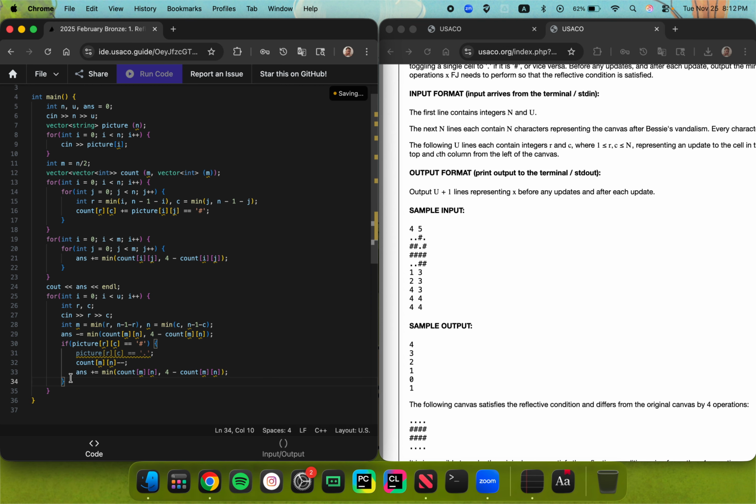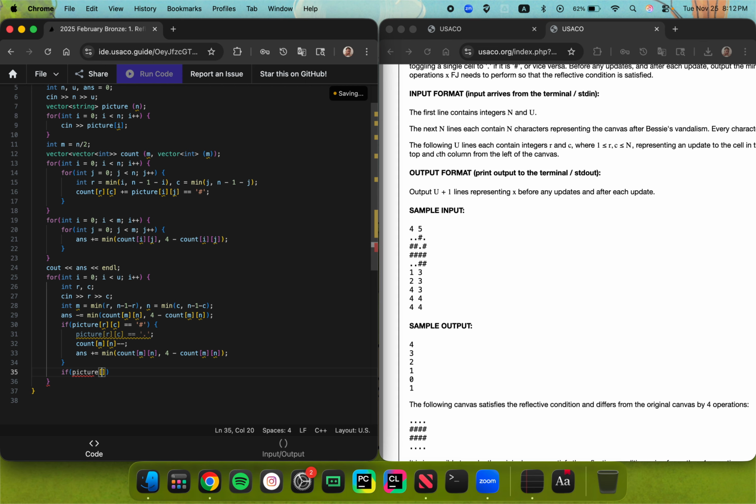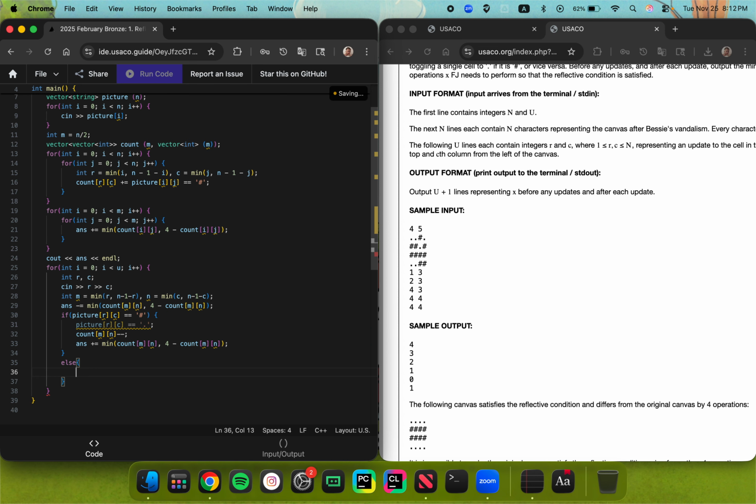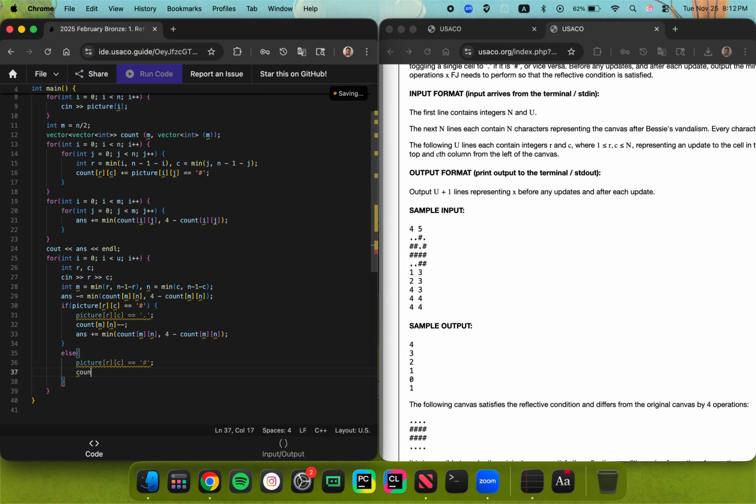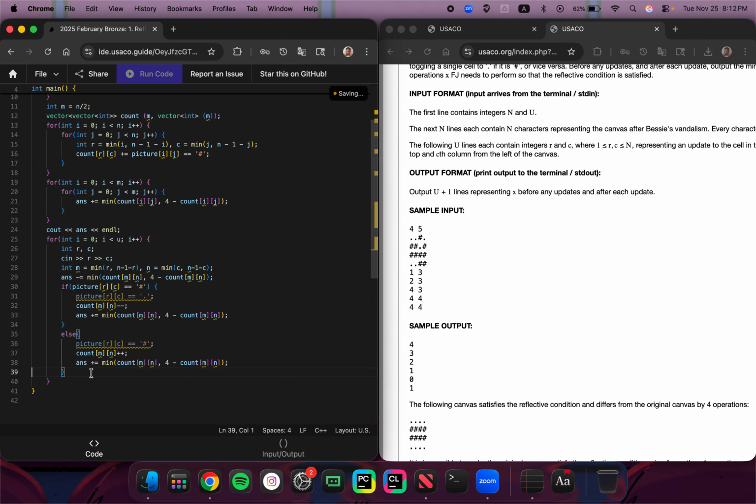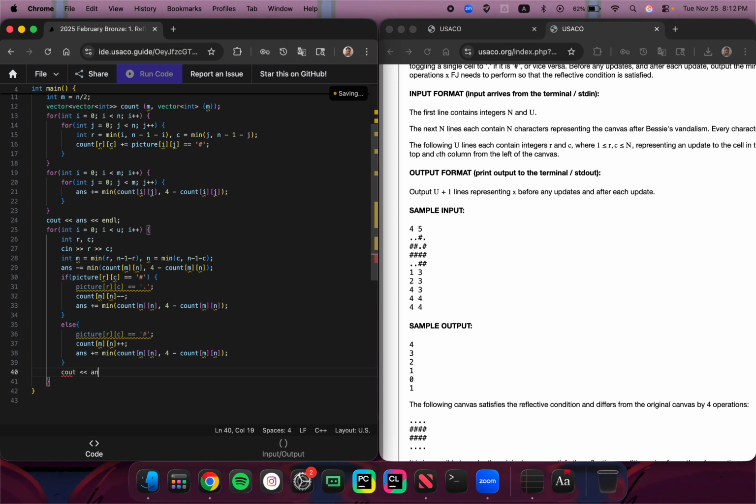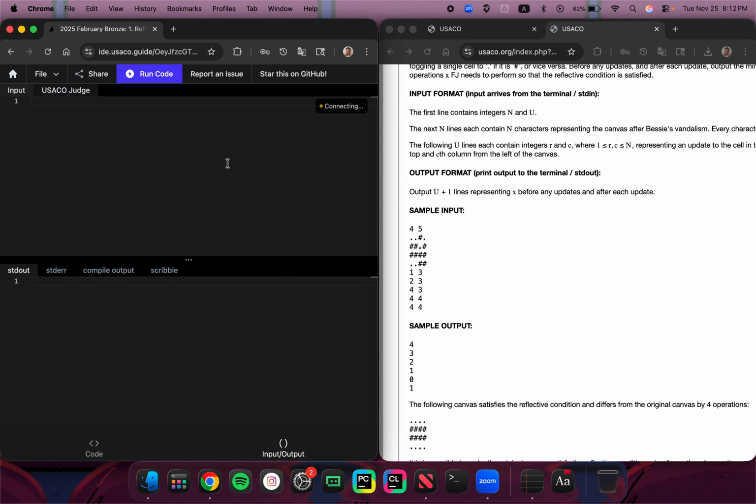And otherwise, just do else. Picture r c is equal to a hash, then count m n plus, and then after each one you see the answer. Let's first run this through.